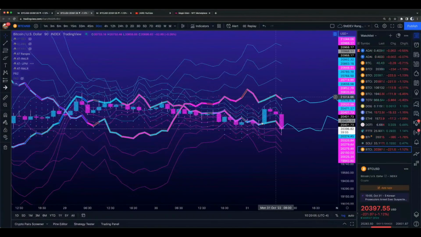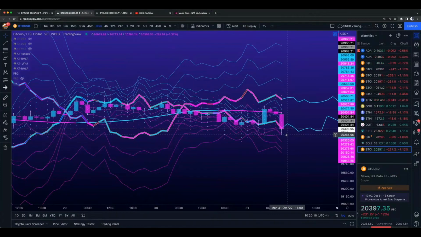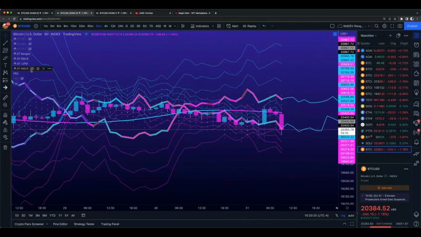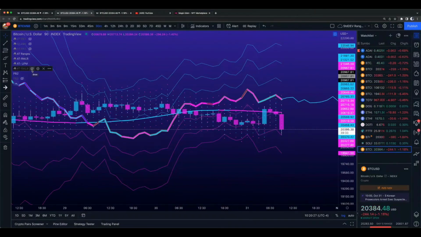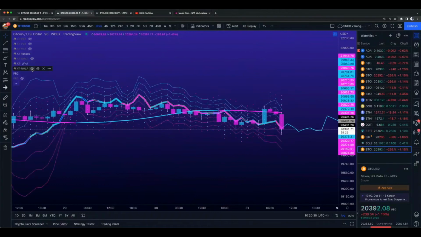Look at this. We got the 2 RMLRs on the 90-minute. That wick went right to the 1 SD band on the 30, and right to the first SD band on the 11 length. Let's turn off... there we go. It went to the 2 SD band on the 30 and the 1 SD band on the low one, the 11 length. And so it touched the mean.